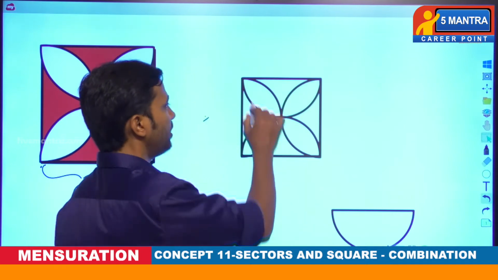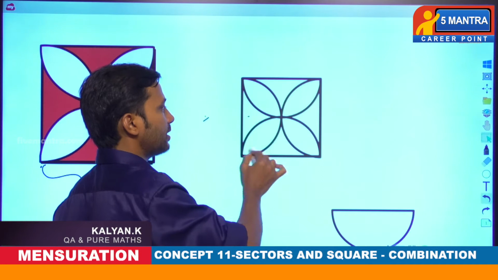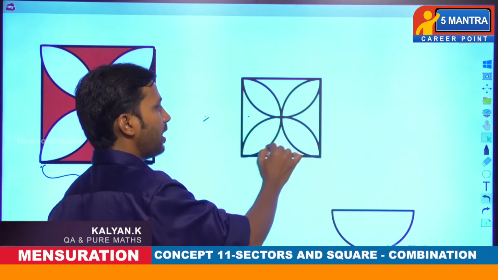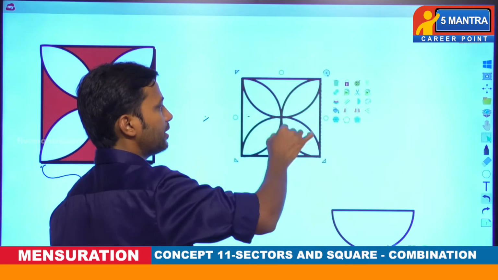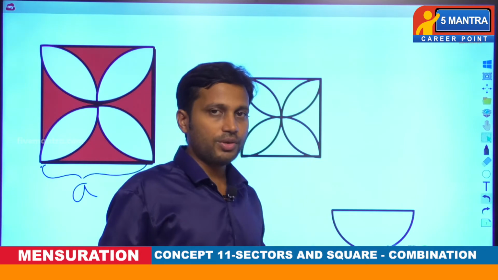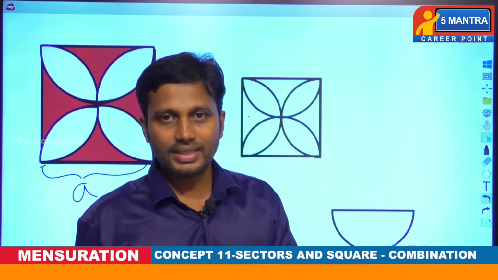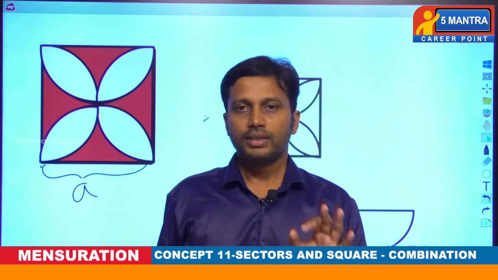Is that right or not? Here this semicircle is overlapping these 2 semicircles, and this circle is overlapping these 2 semicircles, and this semicircle is overlapping these 2 semicircles. Why? Because I want to tell you one thing that is happening inside the square. What is going to happen here?